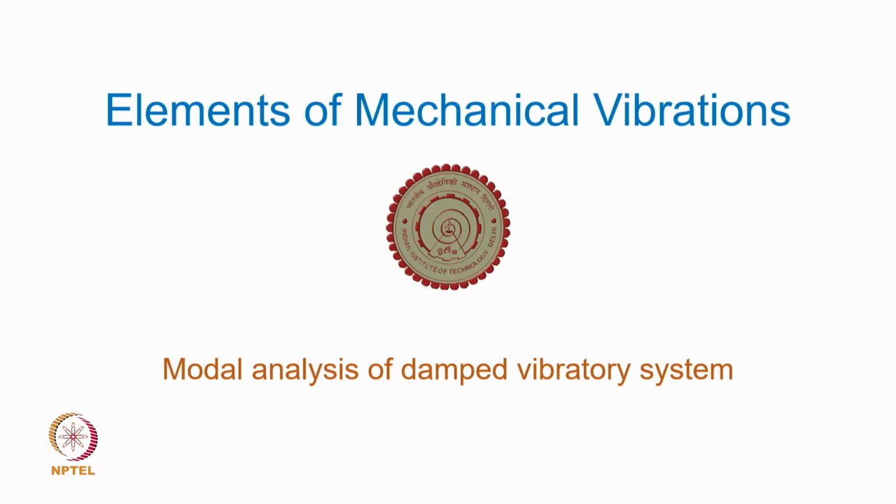Hello and welcome to this session of the course Elements of Mechanical Vibrations. In the previous session, we discussed the modal analysis approach to an undamped vibratory system and explored the way of finding out the free vibration response to initial conditions. Having discussed this, let us now understand how the same is extended for a damped vibratory system and what changes are required to be made if we are to get the response estimated.